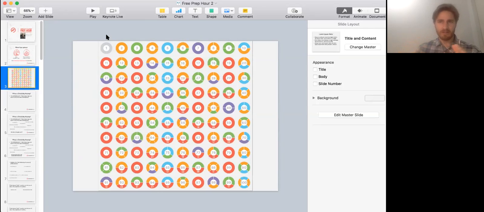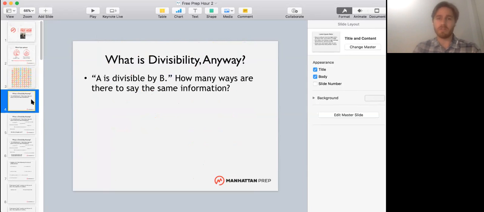And if you can understand this, and we'll come back to it, and we'll keep pulling this circle back up. If you can really see how numbers fall apart and are built, then you'll be on a good path to understanding how the GMAT talks about divisibility. Okay, so what is divisibility anyway? A is divisible by B, simple divisibility sentence.